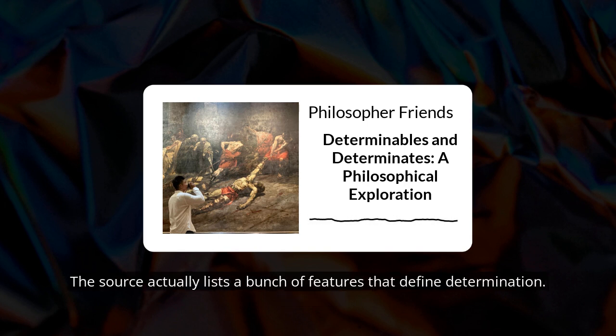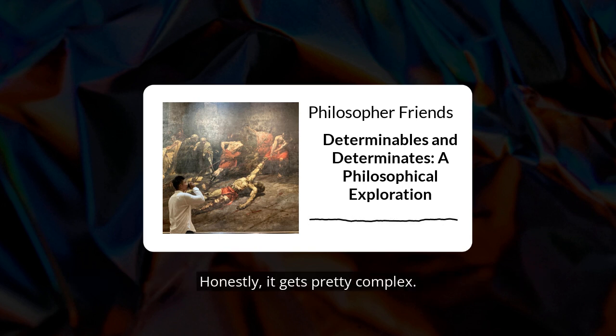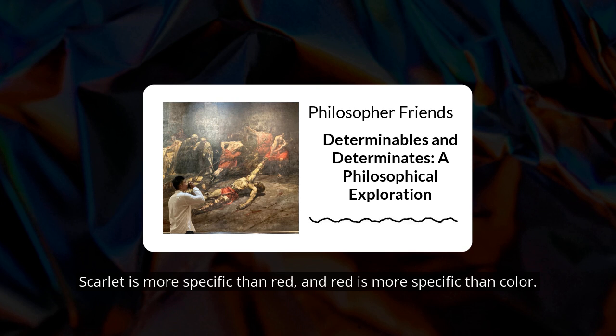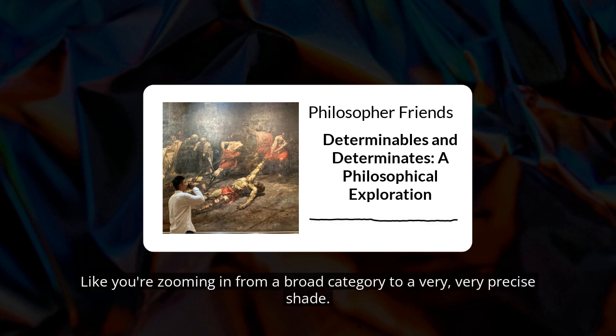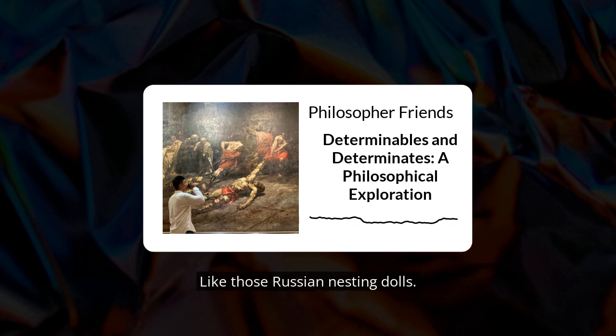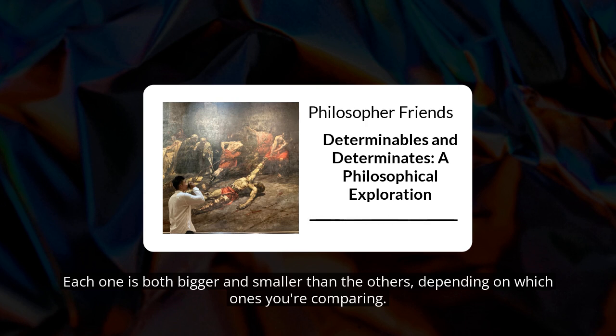The source actually lists a bunch of features that define determination. Honestly, it gets pretty complex. Let's take it step by step. One of the biggies is specificity. Pretty straightforward. Scarlet is more specific than red, and red is more specific than color. It's levels of detail, like you're zooming in from a broad category to a very, very precise shade. Like those Russian nesting dolls. Each one is both bigger and smaller than the others, depending on which ones you're comparing.